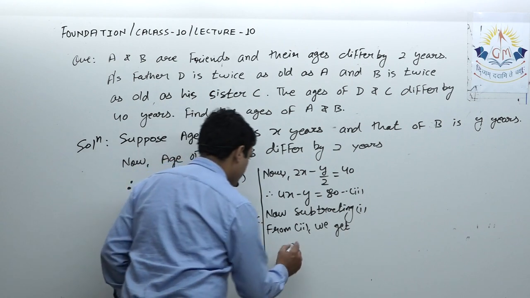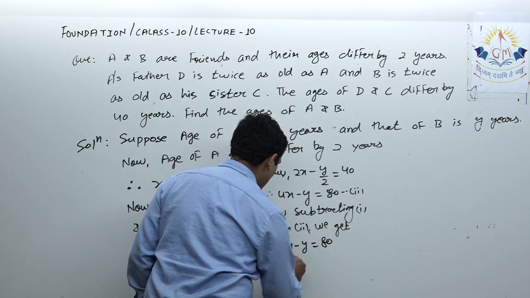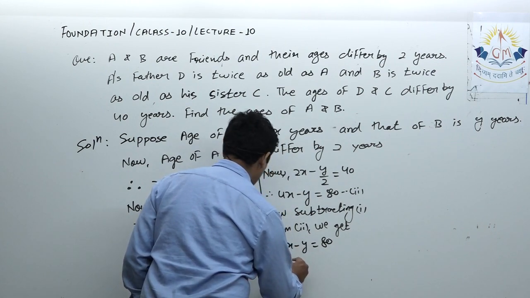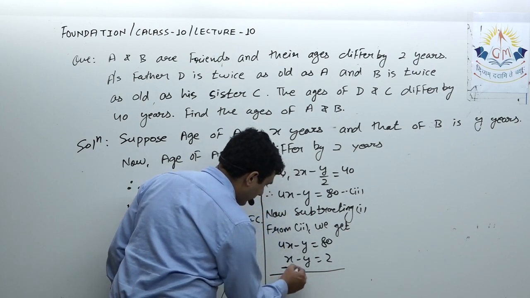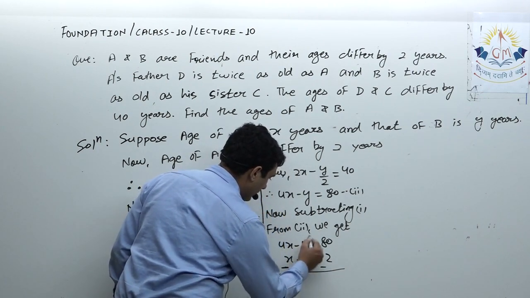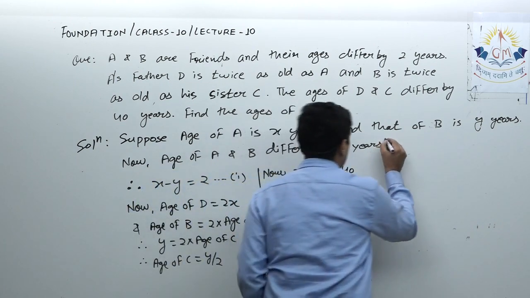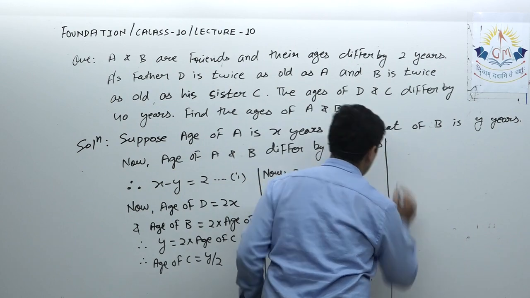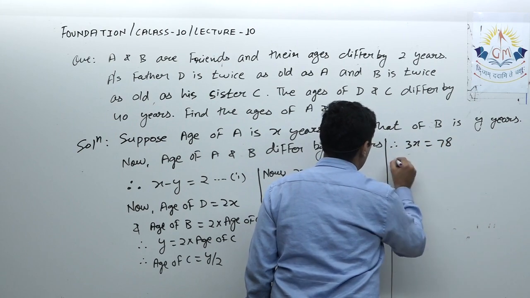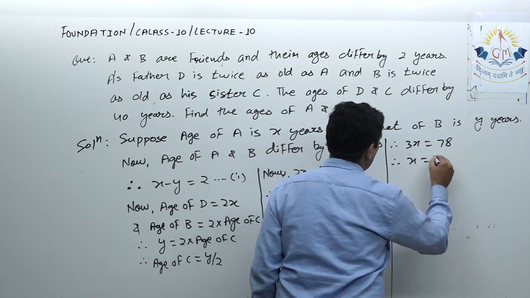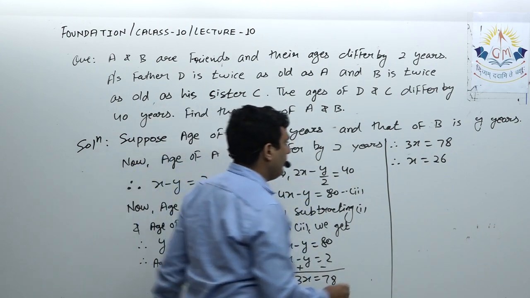Okay, so here it is 4x minus y equal to 80, and x minus y is equal to 2. So on subtracting, this will become negative, positive, negative. This will cancel out. 3x is equal to 78. Therefore x is equal to 26. That means the age of A is 26 years.